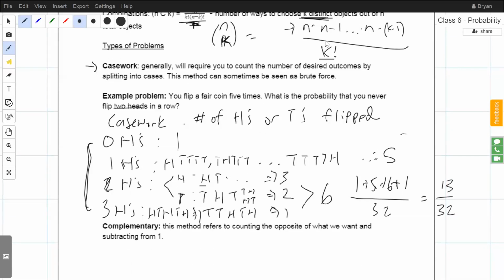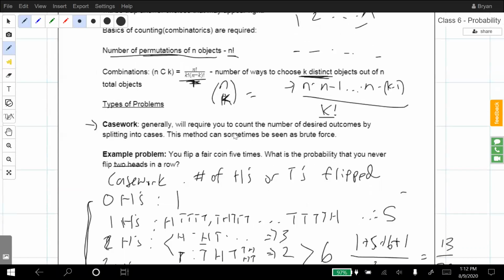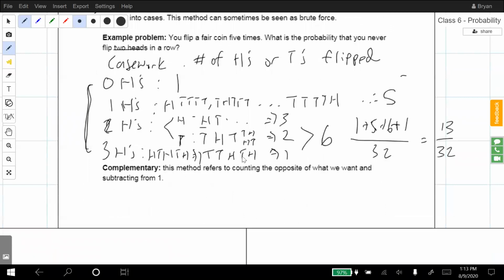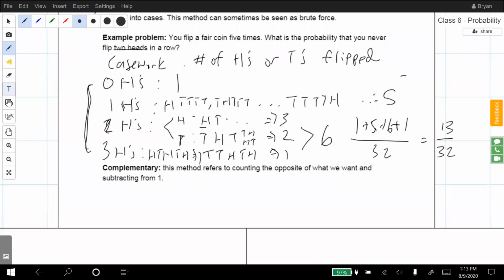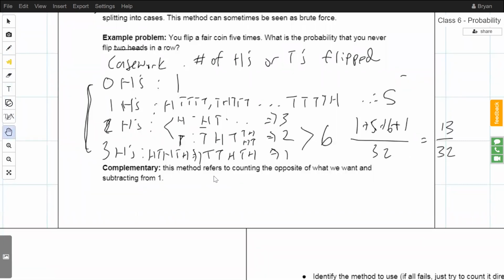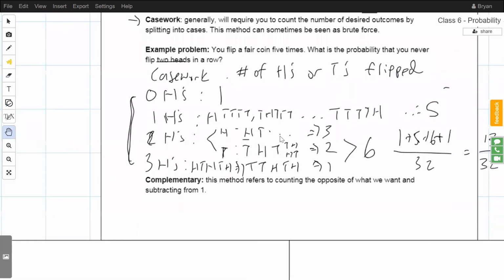Complementary counting is not necessarily better, and I'll explain that later. But funny thing is, complementary counting is our next method, and this refers to counting the opposite of what we want and then just subtracting that from 1. Let's do this problem first.